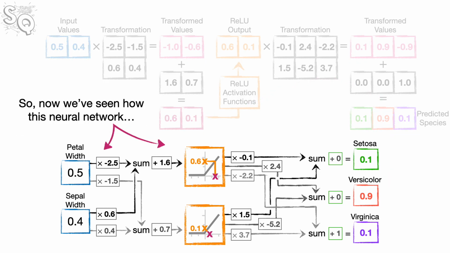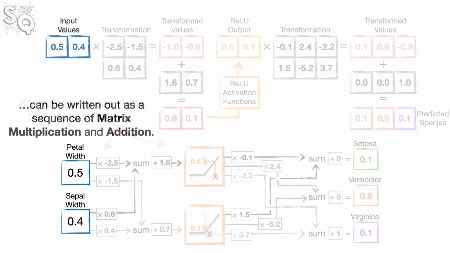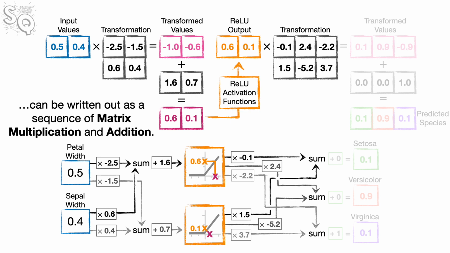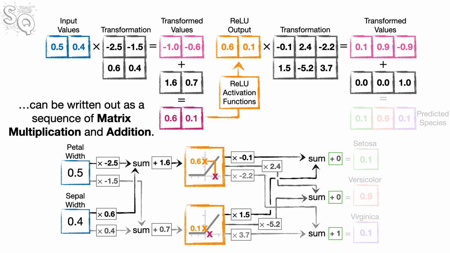So, now that we've seen how this neural network can be written out as a sequence of matrix multiplication and addition.